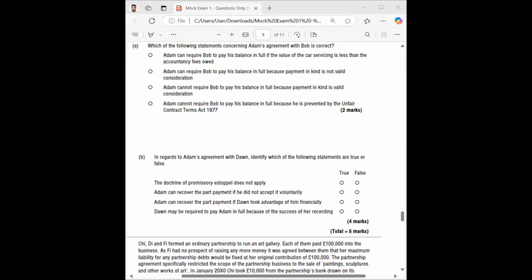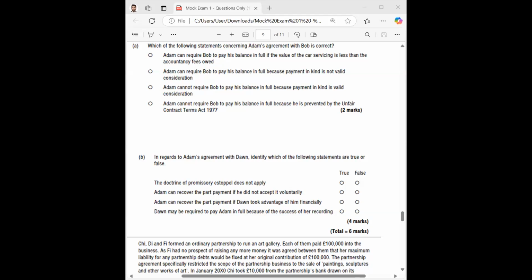Exactly. Adam can recover the part payment if he did not accept it voluntarily. Yes, that is true. Adam can recover the part payment if Dawn took advantage of him financially. Is that true? Yes. If Dawn is misusing the promise, then Adam can recover the part payment.